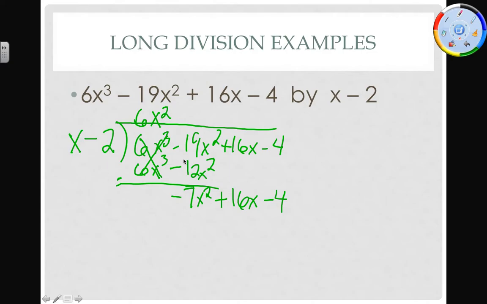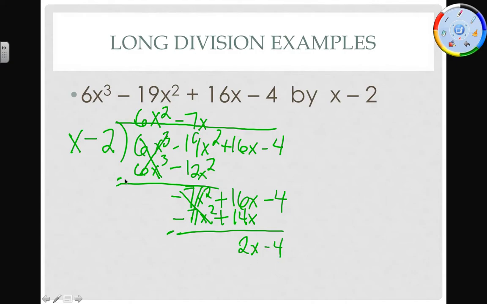X times a negative 7x gets me this negative 7x squared. And then negative 7x times negative 2 is plus 14x. And you notice this process just kind of continues. It just keeps going. And those go away. I'm left with 16 minus 14, which is 2x minus 4.